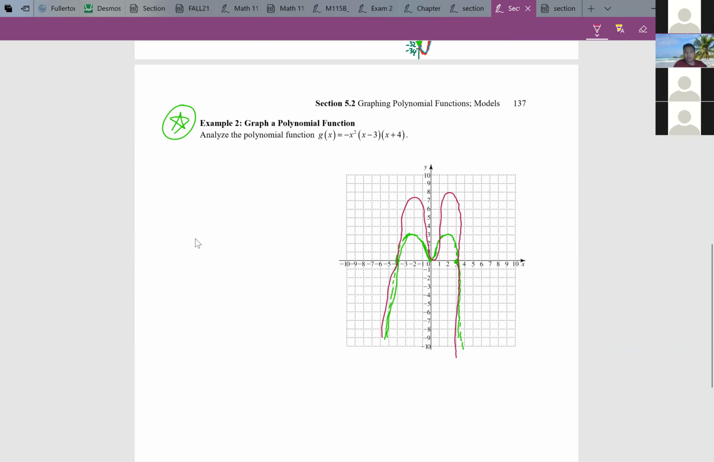Okay, so your graph should look something like that. Is that what you got? So similar to that? All right, thank you, Ringo.